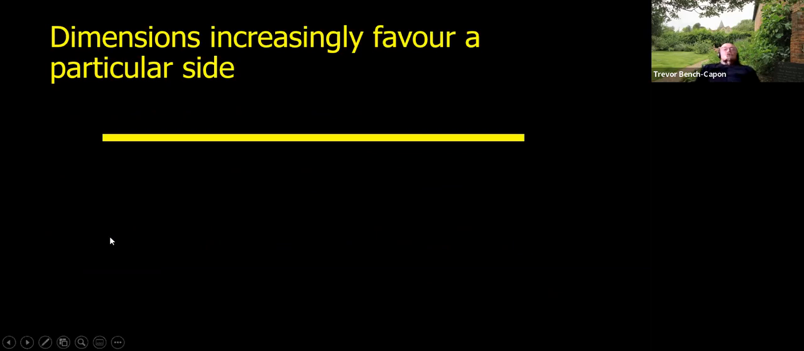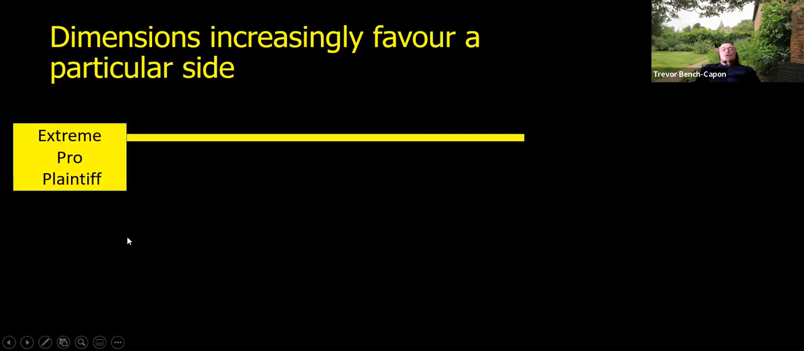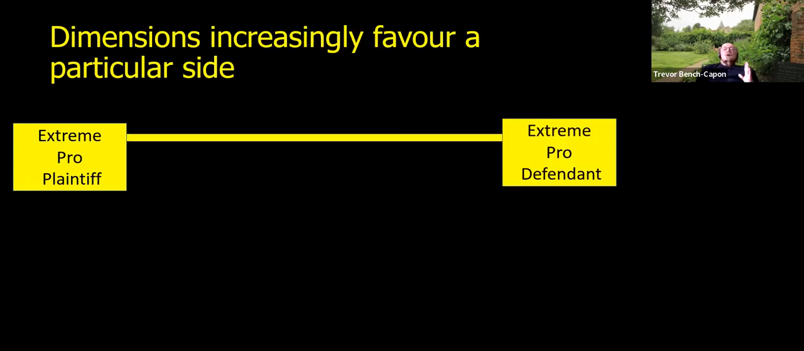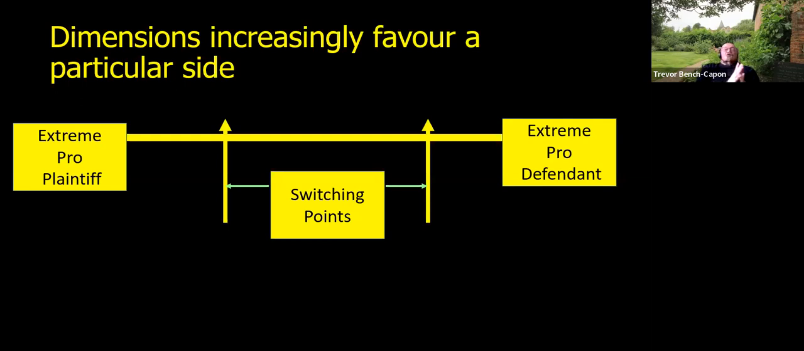So if we look at a dimension, we find that it increasingly favours a particular side. At one end, it's extreme pro-plaintiff, and at the other end, we have the extreme pro-defendant point. And at various points on that, the significance of the dimension changes. And these are what Adam Wyner termed switching points.